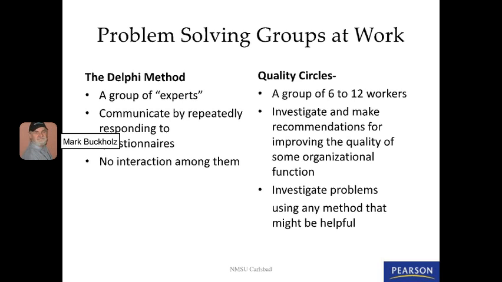In the Delphi method, a group of experts communicate by repeatedly responding to questionnaires, with no interaction between them. In a quality circle, members are selected from the workers whose area is being studied. The basic assumption is that these workers combine insights and work through shared problems. Quality circle groups investigate problems using any methods they believe might be helpful.